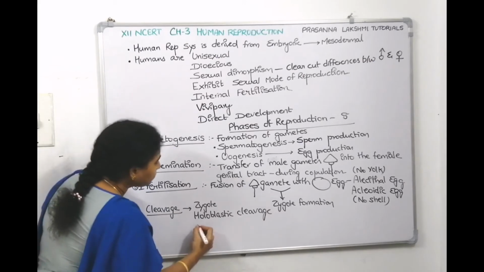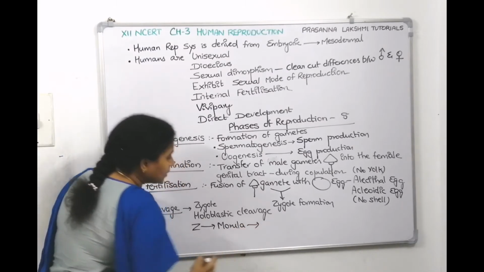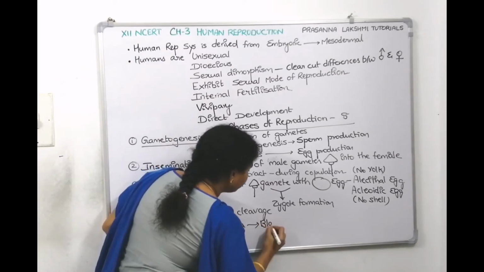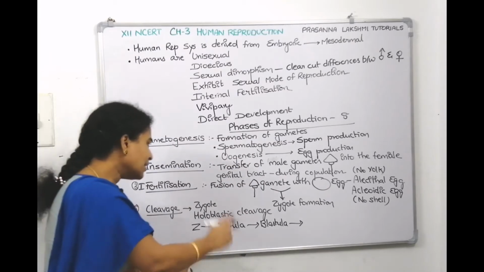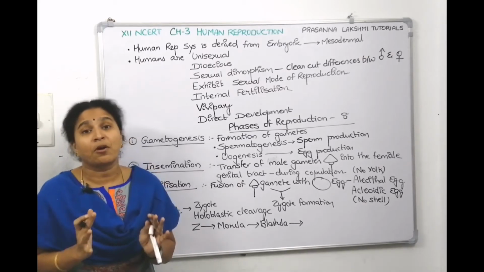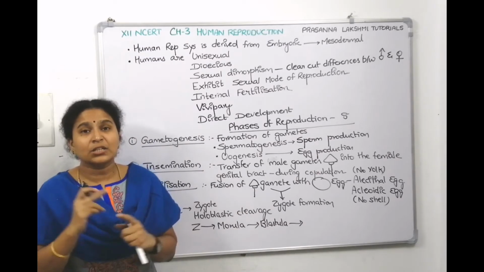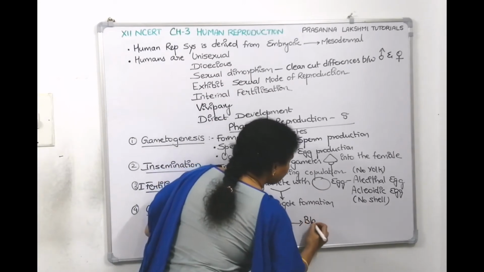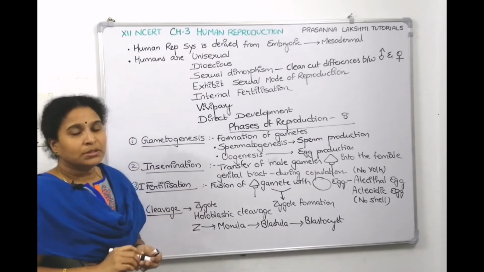So what does it become? Zygote develops into morula. Zygote develops into a solid ball. That solid ball is called morula. Then morula develops into blastula. Then blastula develops into blastocyst. All this is cleavage when it keeps on dividing. 8 to 16 cell solid ball is called morula. 32 cell stage is called blastula. Then 64 cell stage with the blastocoel is called blastocyst. Blastula becomes blastocyst. So this is called cleavage. Okay. So take a screenshot.